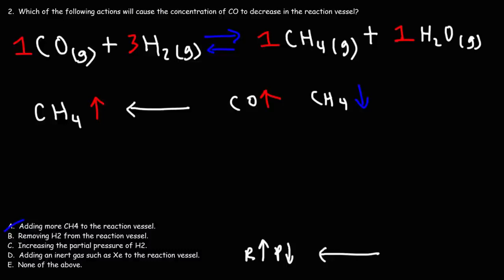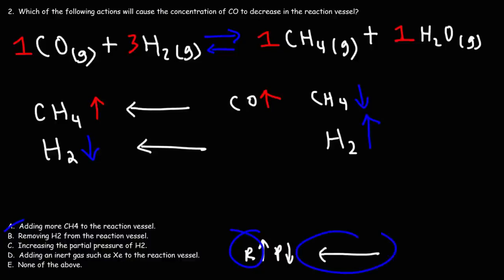Now what about B? Removing H2 from the reaction vessel. So if we were to decrease the concentration of hydrogen gas, what's going to happen? Hydrogen gas is a reactant. And as you decrease hydrogen, the reaction is going to shift towards it. Remember, the system is going to try to do the opposite of what you did to it. Because you removed hydrogen, the system wants to increase it back to its original level, or at least somewhere closer to its original level. The only way it's going to increase the reactant is by shifting to the left, which is what's going to happen. And as it shifts to the left, the concentration of CO is going to go up again. So B is not the answer we're looking for. It's not going to decrease the concentration of carbon monoxide.